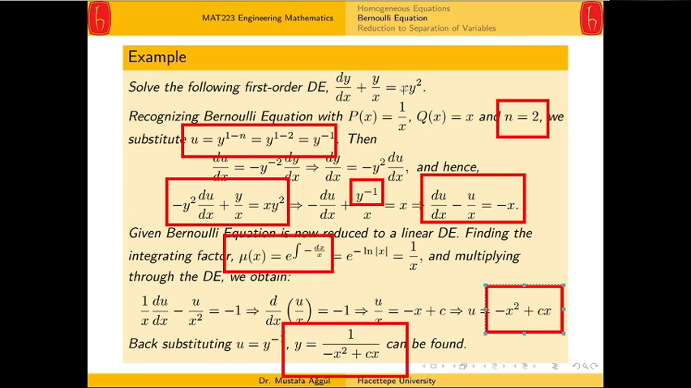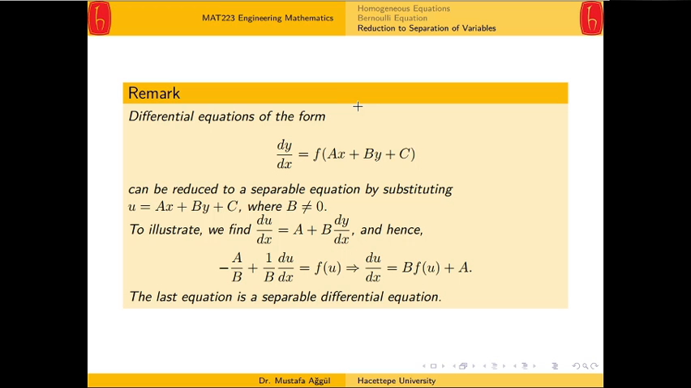And this completes our discussion of Bernoulli's equation, and we will next see the reduction to separation of variables for some particular differential equations. For example, if we have a differential equation where on the right hand side we have ax plus by plus some constant, so it will be a function of this expression.